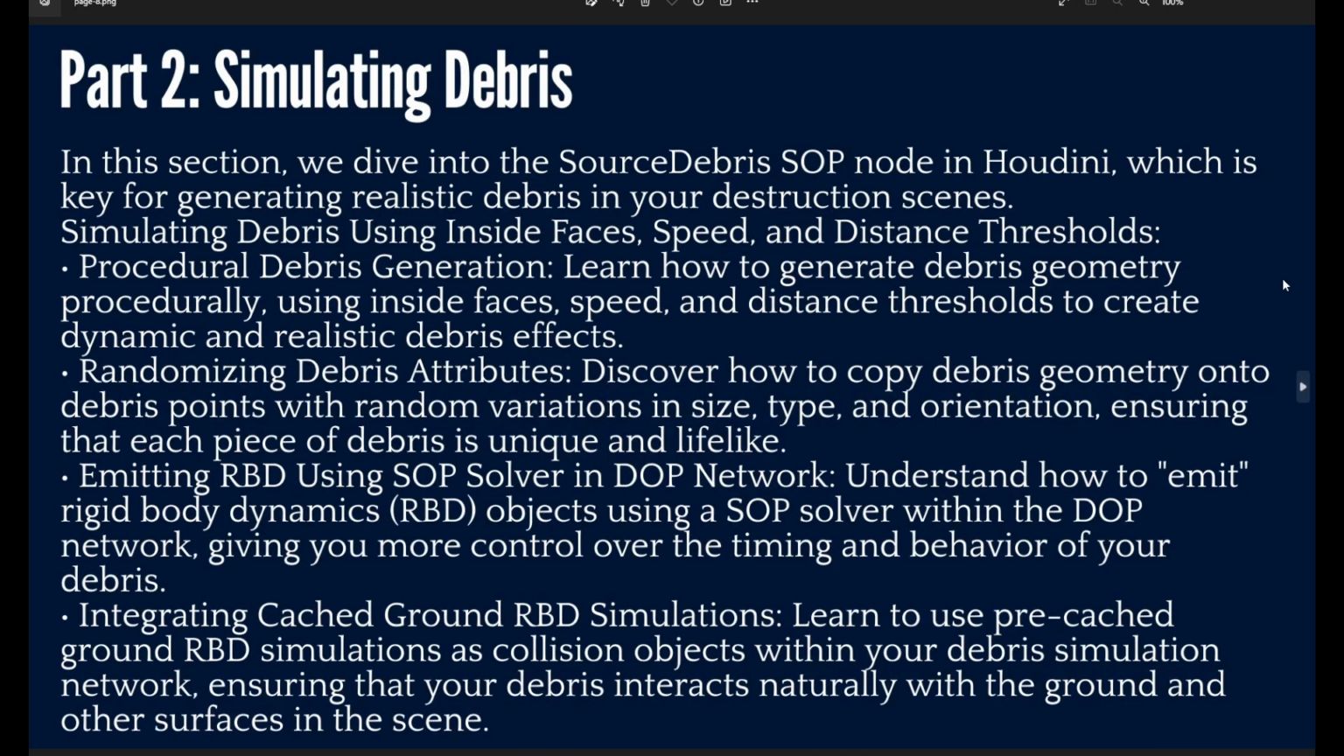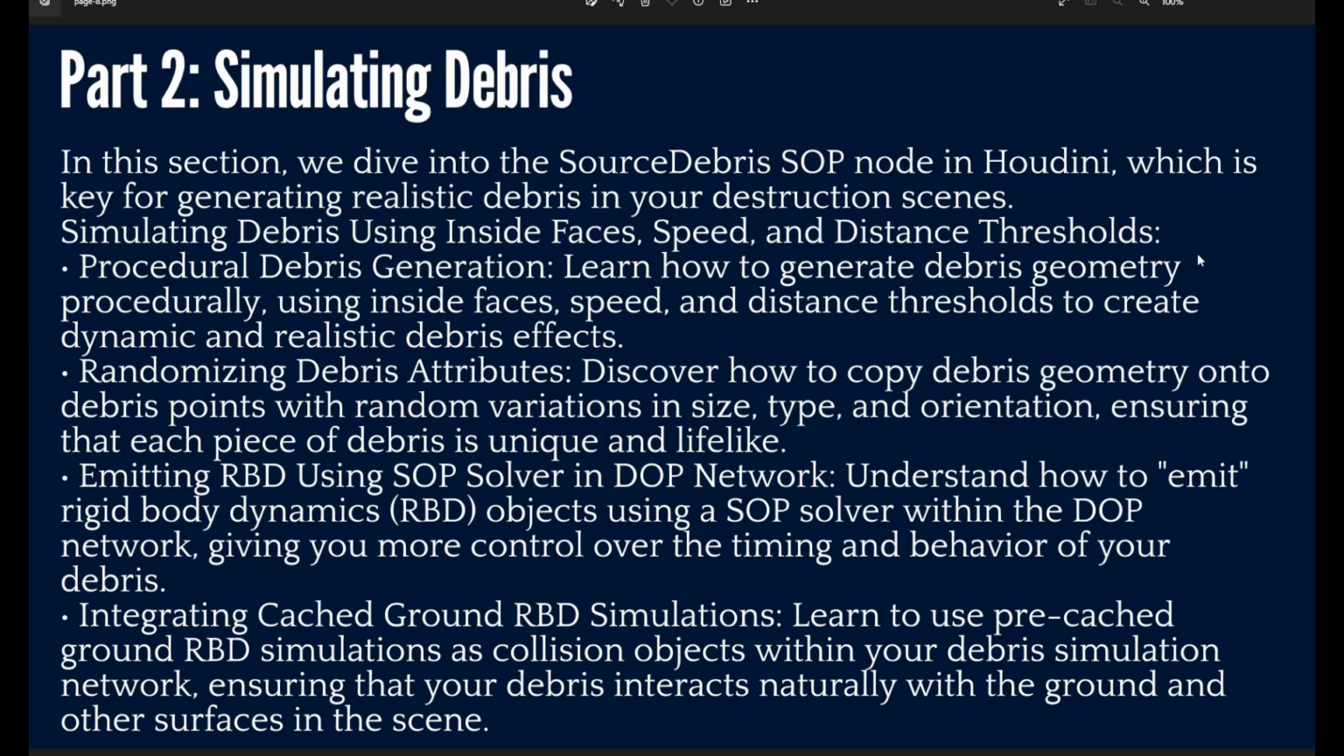The topics today are: we will dive inside and look at the SourceDebris SOP node in Houdini. Then we will simulate debris out of the inside faces. We'll take the already cached ground destruction that we have, and using speed and distance thresholds, we will control the emission of our debris points.